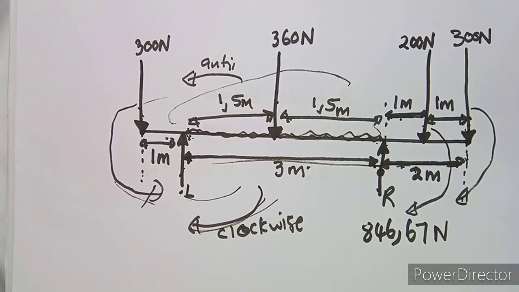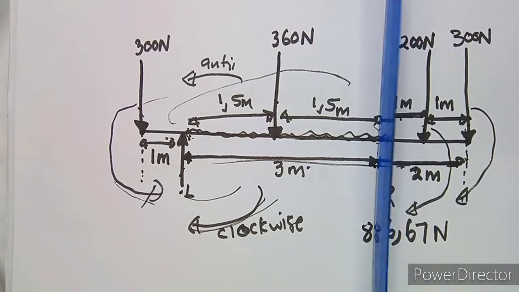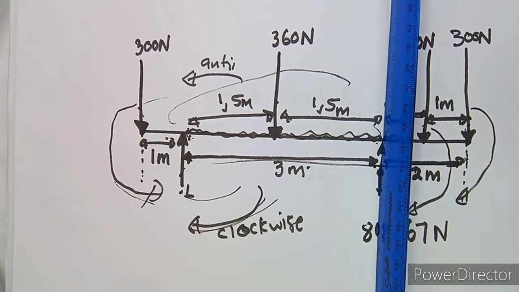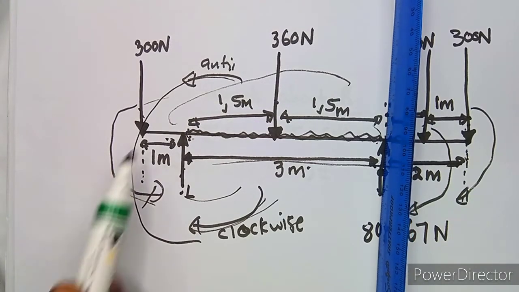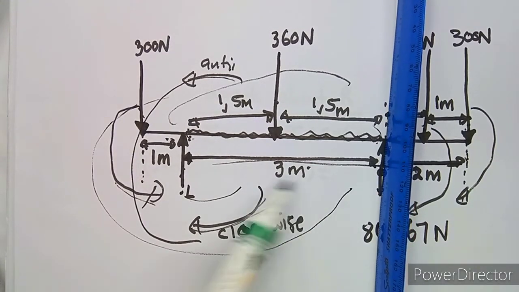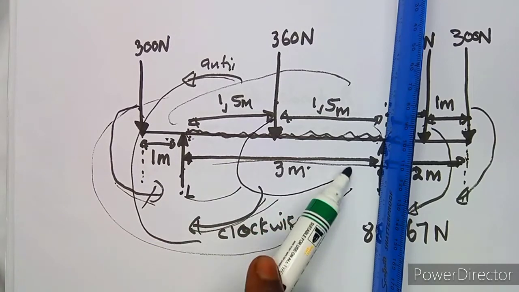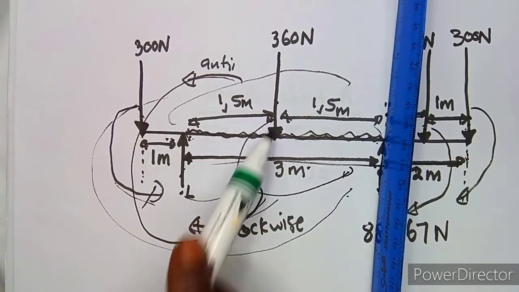Then we move on to the anti-clockwise. So which ones are moving in the anti-clockwise? Which one do we refer to as the anti-clockwise? Remember, anti-clockwise is this direction. So which one are we talking about? 300 is moving this way, 360 is moving this way. So these are the two, 300 and 360.